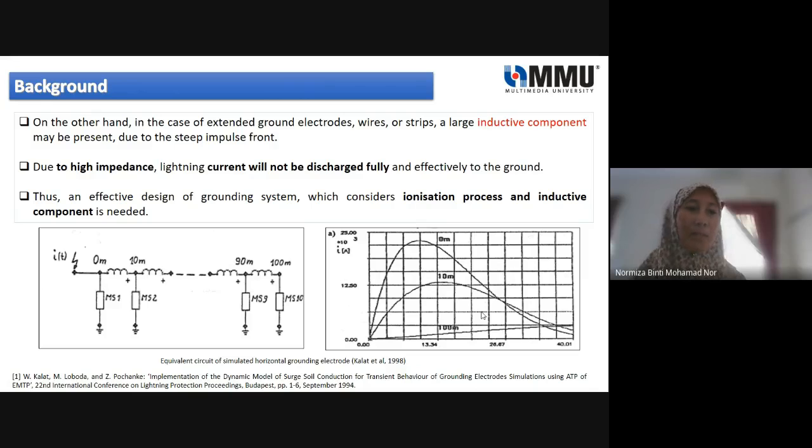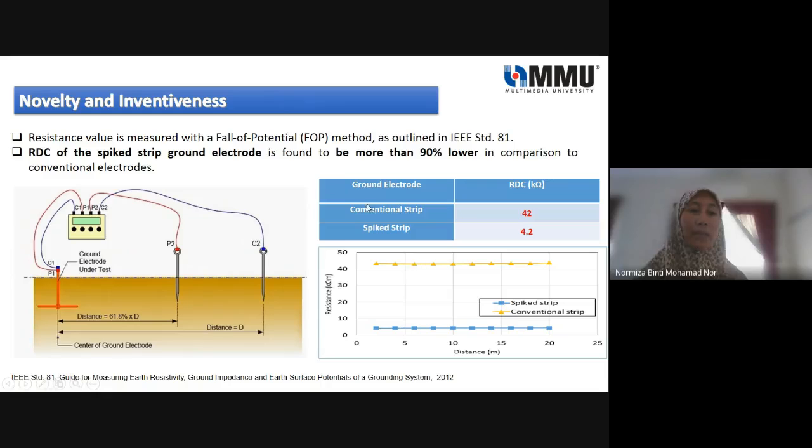For this reason, we came up with our invention, which is the spike strip ground electrode. We have tested it using the fall of potential method as outlined in IEEE Standard 81, a standard method widely practiced to obtain the resistance value of grounding systems. We found that just by placing 1.5 meters of our spike strip, we obtained 4.2 kilo ohm, whereas the conventional strip is close to 100% different.